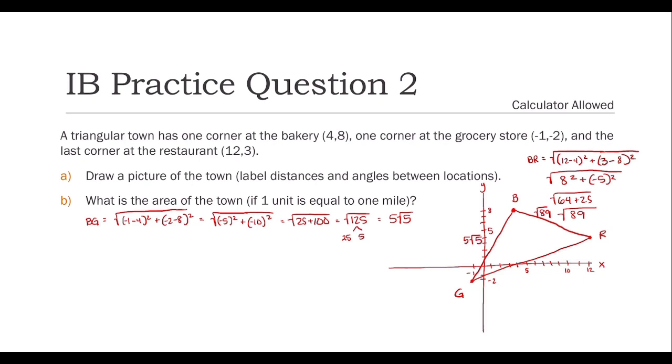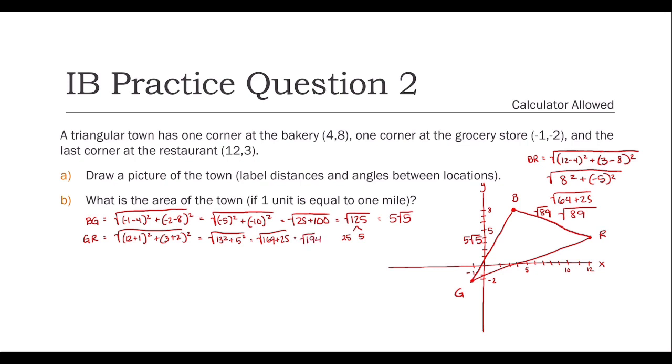And then we can find GR, which is the square root of (12 minus -1) squared plus (3 minus -2) squared. So that's the square root of 13 squared plus 5 squared, which equals the square root of 169 plus 25, which equals the square root of 194. So this side is the square root of 194.